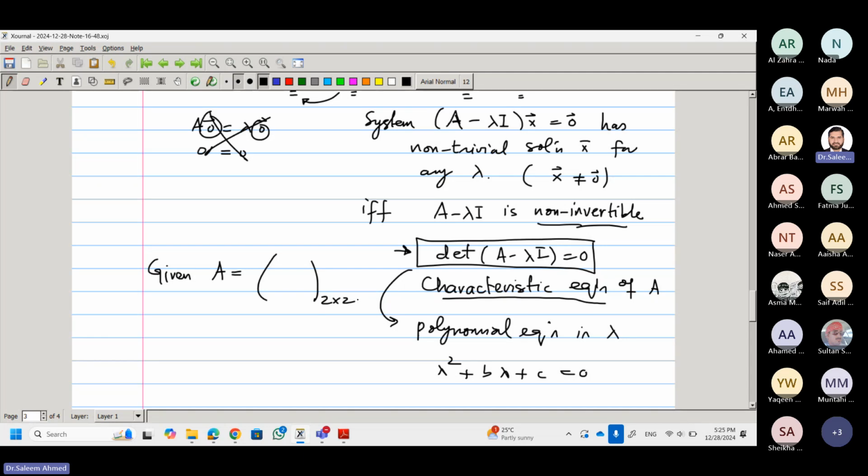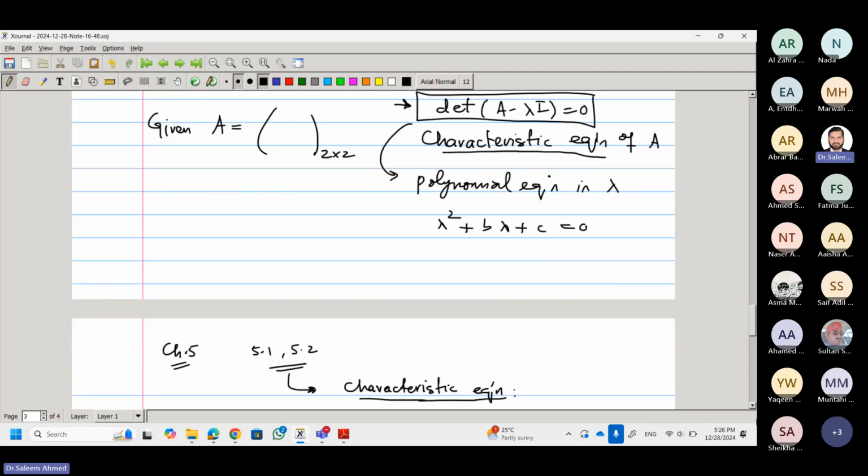If it is 2 by 2, I will get a second degree polynomial. If A is 3 by 3, then I will have a cubic equation. So it will be quadratic for 2 by 2, quadratic equation. If it is 3 by 3, you will have a cubic equation.